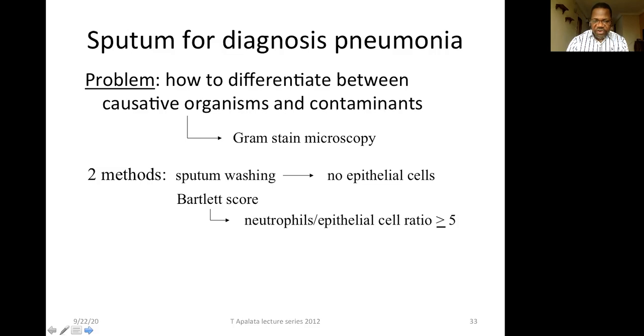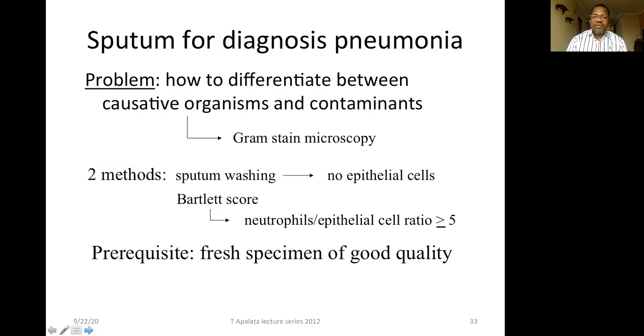If you cannot do the washing, then you look at the ratio between neutrophils and epithelial cells. So if the ratio is 5 or above, then this is a marker of good quality specimen, and it is a marker of a true infection because you have more neutrophils than epithelial cells. But if you find more epithelial cells than neutrophils, then it is a contamination or it is a bad quality specimen.